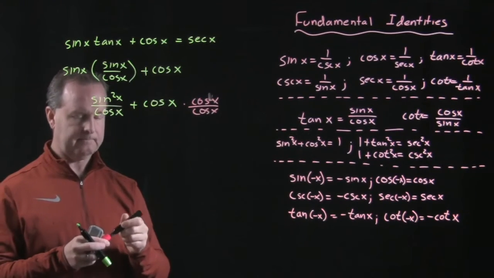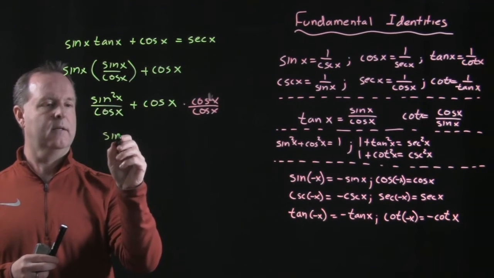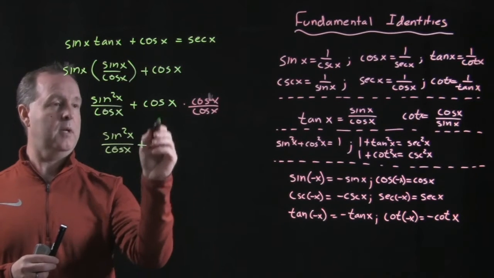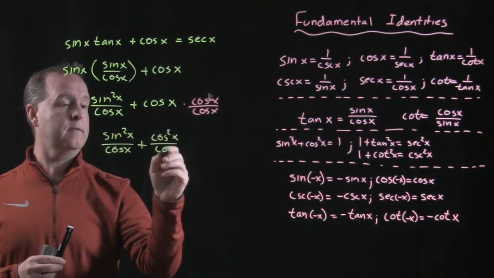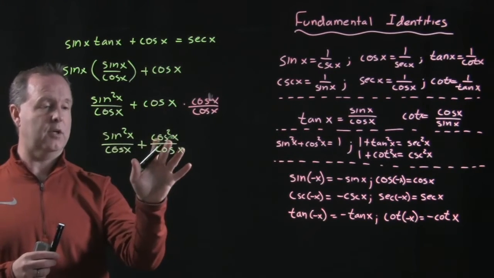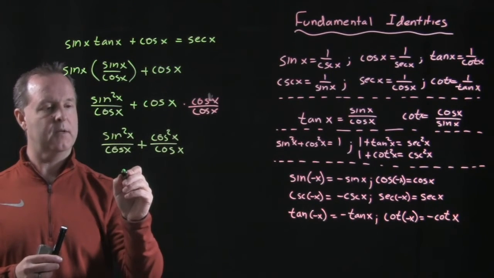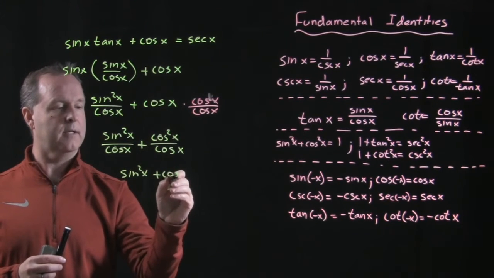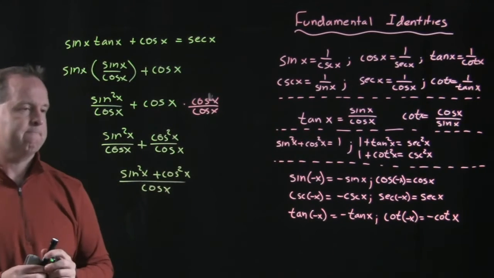All right. Doing that then will provide sine squared of x over cosine plus cosine squared over cosine. I now can combine these fractions because they're over the common cosine. So then it becomes sine squared x plus cosine squared x all over cosine x.